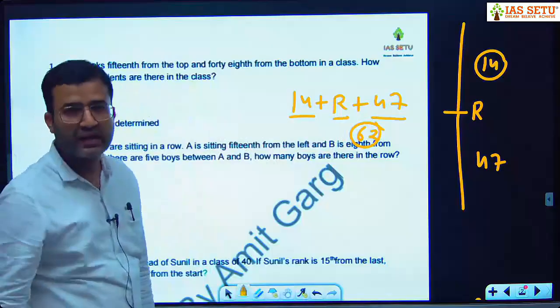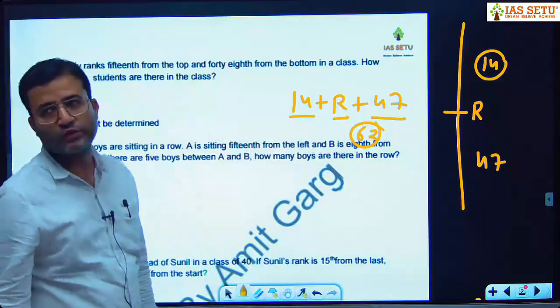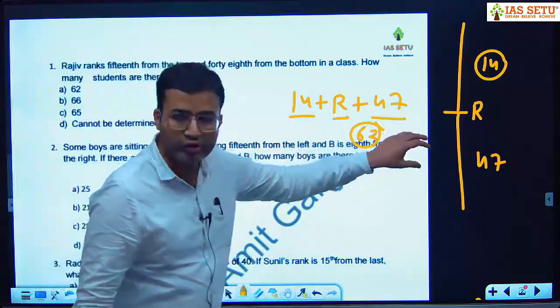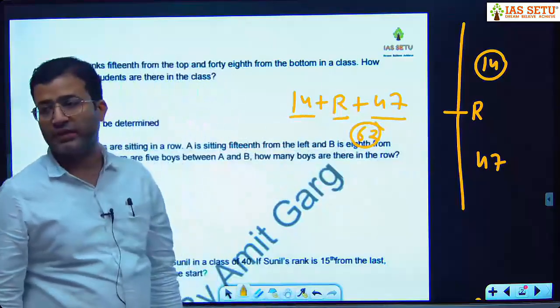This is the diagram which shows all the students in the class, and here the question is related to Rajiv. We get the answer.